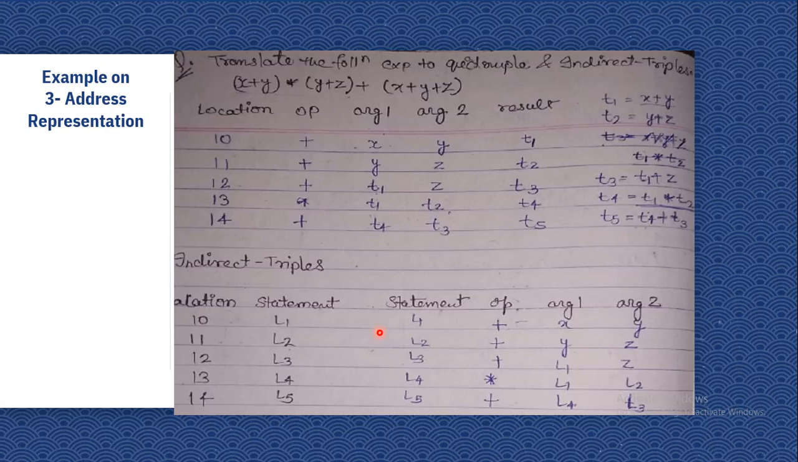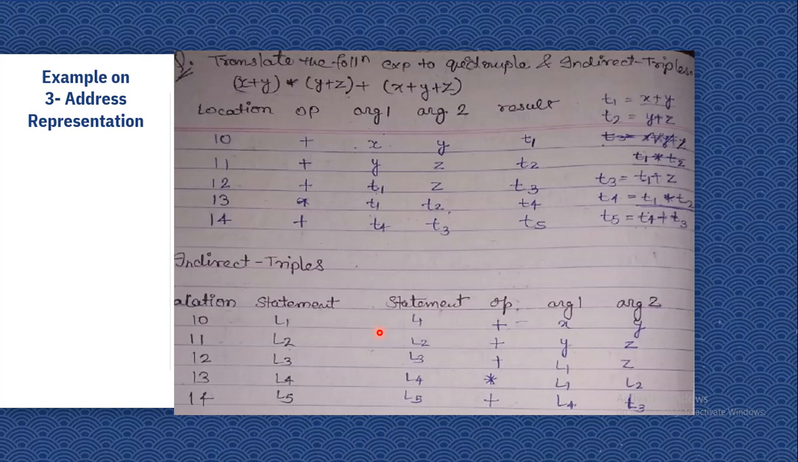What I am doing is converting this expression into this format, where x + y is stored in T1, y + z is stored in T2, and T3 is T1 + z. Now we have to multiply T1 and T2, and the resultant we store in T4. Then T4 will be added to T3, and I am storing the resultant of T4 and T3 in T5.